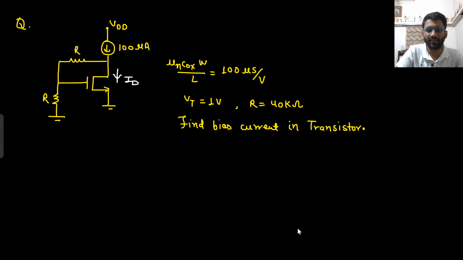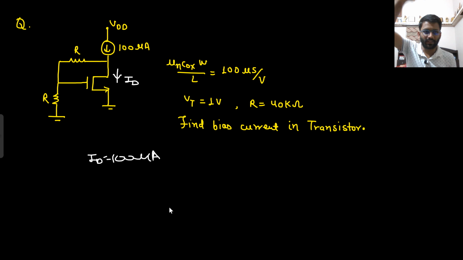Okay. So find the bias current in the transistor. Again, the ID current you need to find. The R value given is 40 kilo ohm. Now what do you think? Is this current of 100 microampere the answer? Is ID 100 microampere? Is the complete current coming here? Is that so? No.